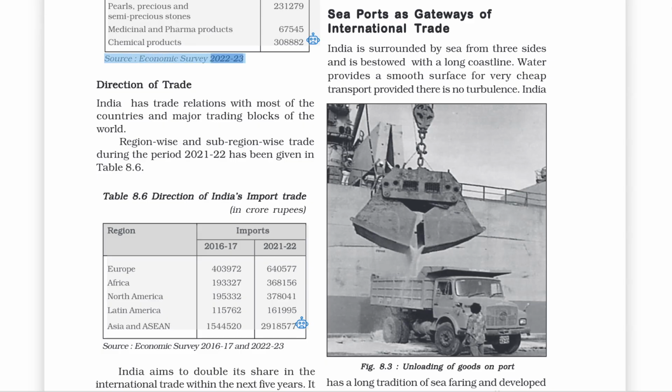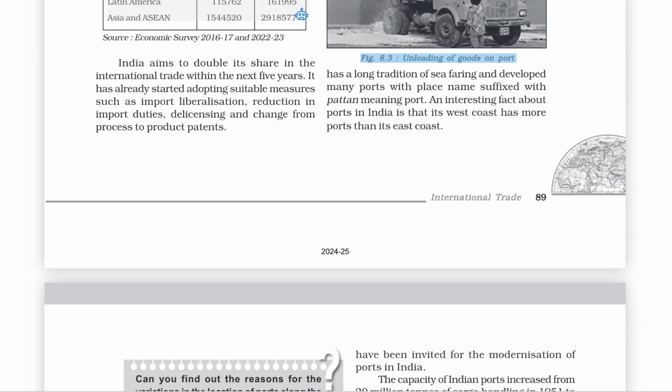Source: Economic Survey 2022-23. Figure 8.3, Unloading of goods on port.